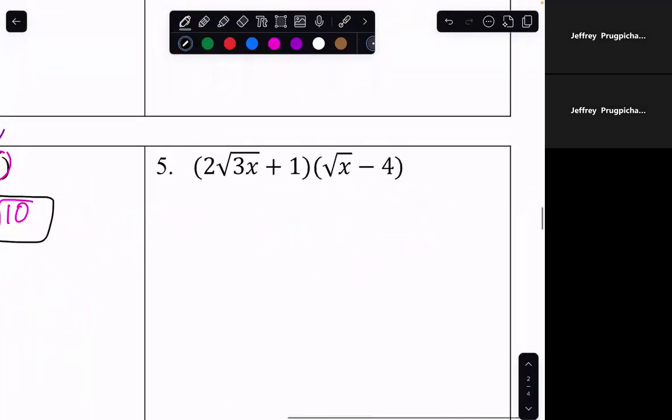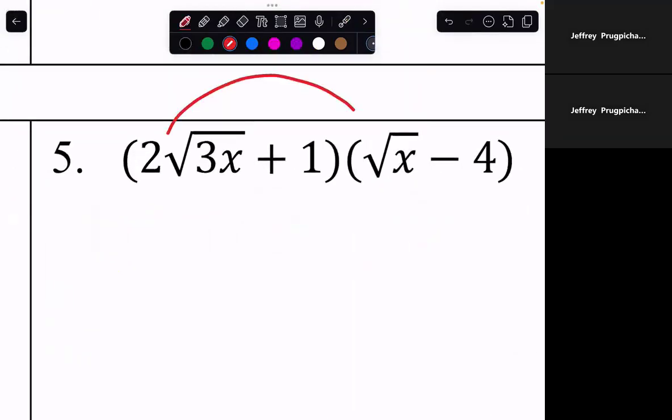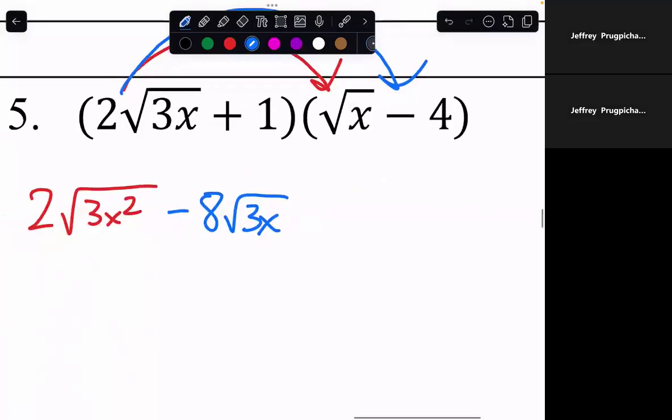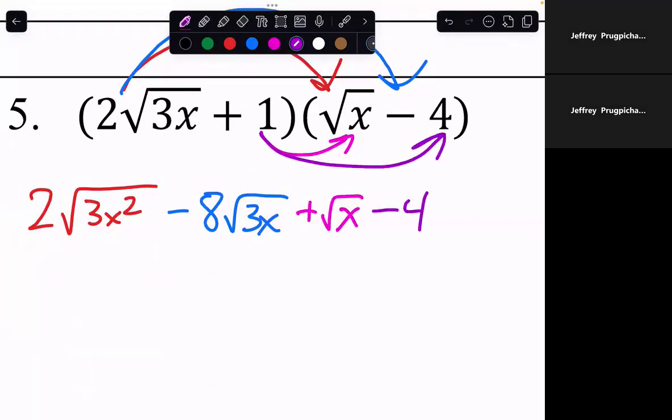Okay, and then lastly over here. So first, 2 radical 3x times radical x. In front, 2 times invisible 1 is 2. And then inside the radical, 3x times x is 3x squared. Next, the 2 radical 3x also multiplies the negative 4. 2 times negative 4 is negative 8. This radical has nothing to affect it, so it stays. Moving on, we have positive 1 times radical x. So anything times 1 stays the same. Then positive 1 times negative 4 is minus 4.